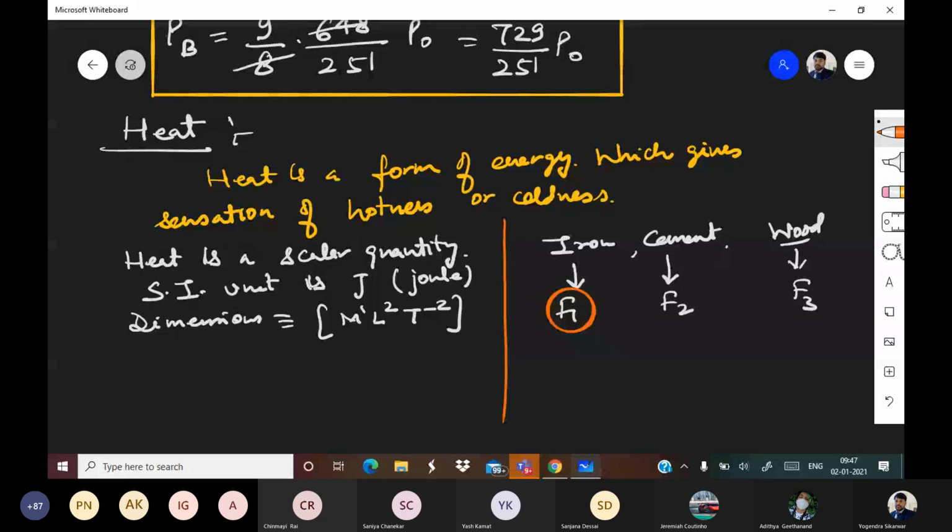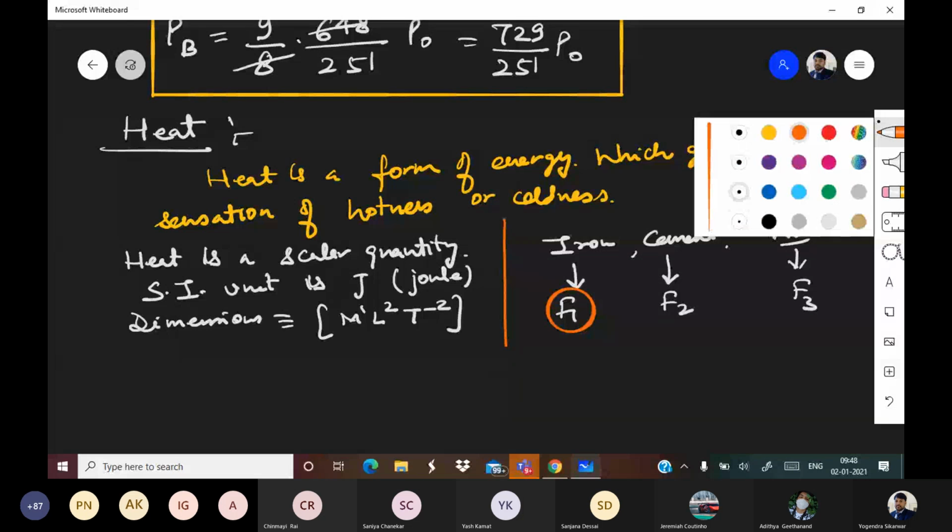So what should we do? As we saw in this case, senses can be deceptive. Our experience can be deceptive. So for that matter, we define another physical quantity which is more accurate. Let me tell you the degree of hotness or coldness.